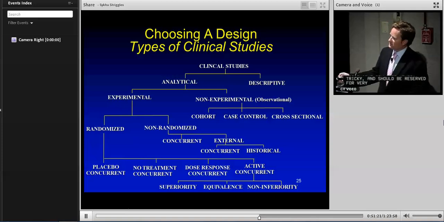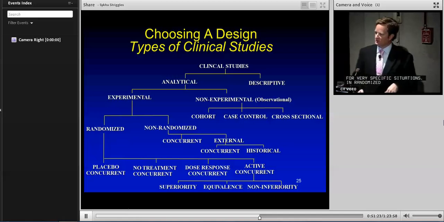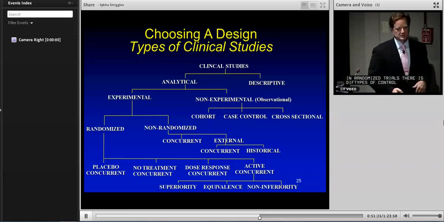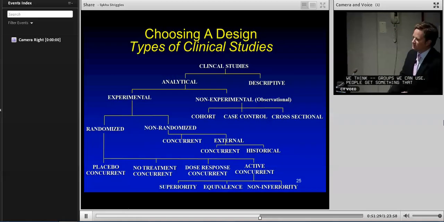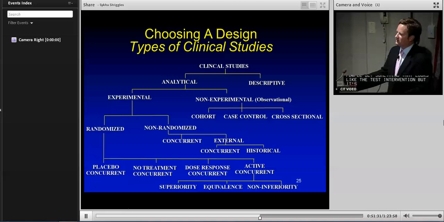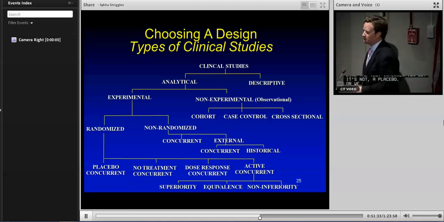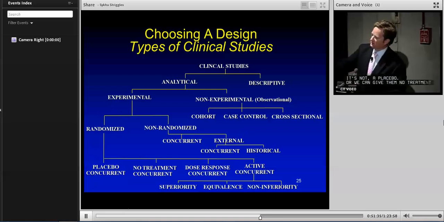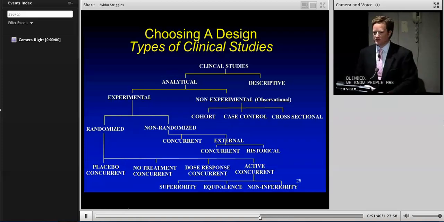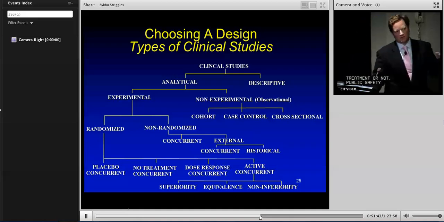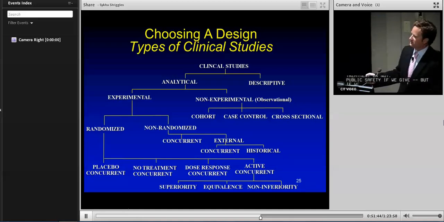In randomized trials, there's different types of control groups that we can use. One is people get something that looks just like the test intervention, but it's not, and that's a placebo. Or we can give them no treatment at all. Problem is, this cannot be blinded. We know people are getting a treatment or they're not, whereas if we give them a placebo, we can blind who's in what group, and then nobody knows who's getting what and can't bias the outcomes.